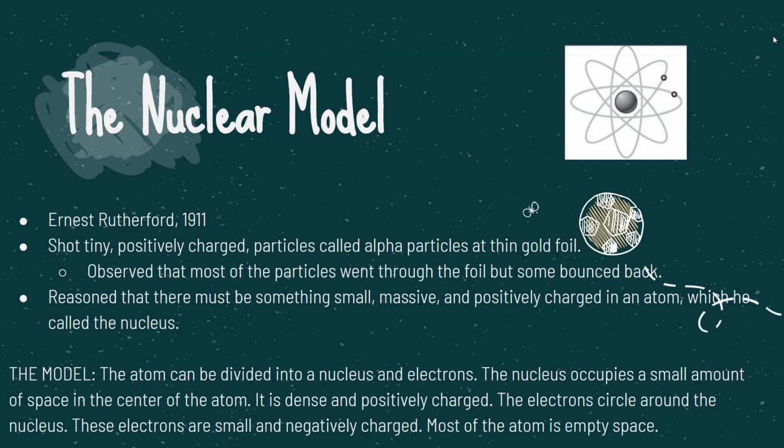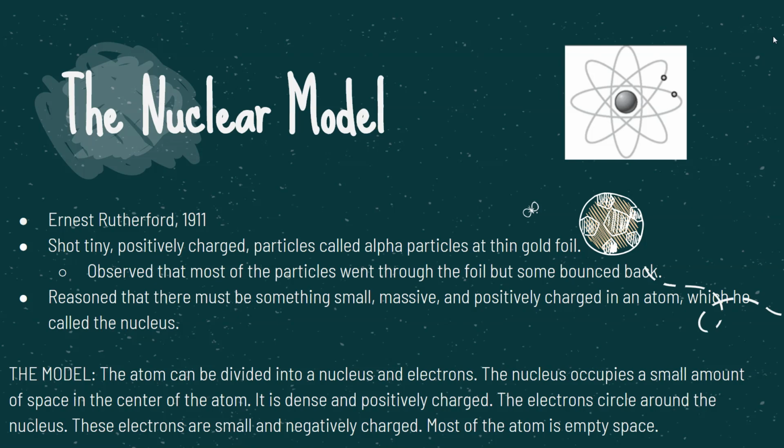Okay, so he's shooting positively charged particles. So what do you know? We know that opposites attract and likes repel. So if some bounced back, then that means there has to be something that's positively charged inside of that foil as well. Now, is it made completely of positive charges? No. There have to be spaces of something else if some of those particles are going through. So he reasoned that there must be something small, massive, and positively charged in an atom. This is what he referred to as the nucleus.